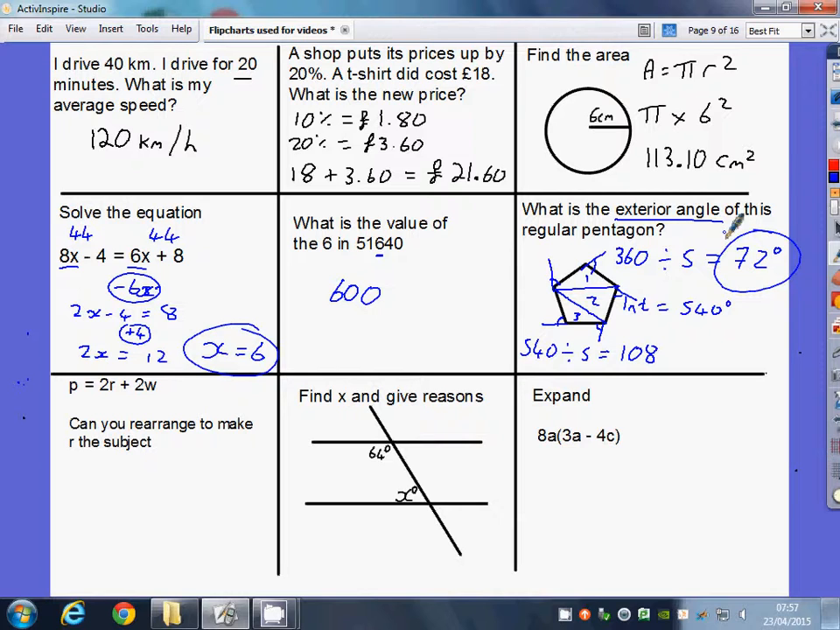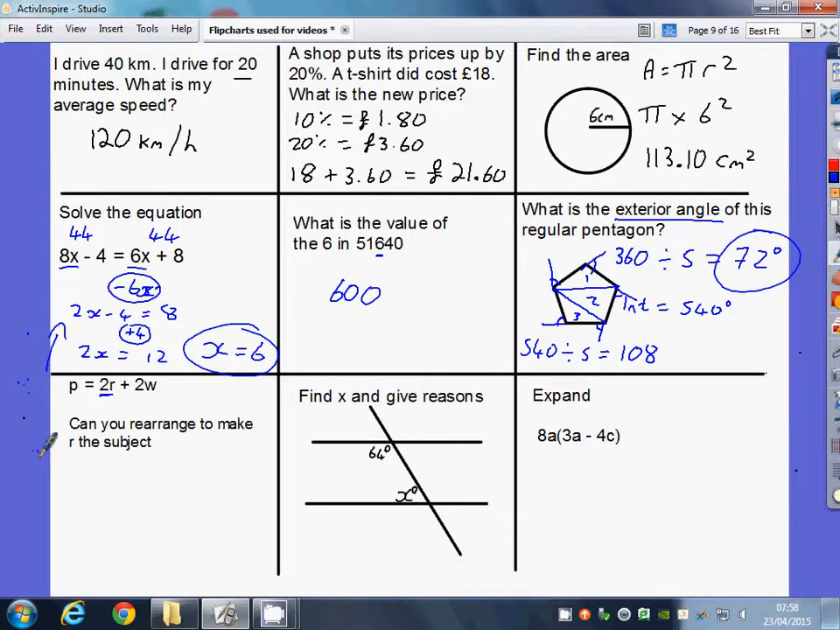Can you rearrange to make R the subject? Well, when it says make R the subject, what we actually want is an equation using this that begins R equals. So all we do, a bit like the one above actually, we're just trying to rearrange this to get that R there by itself.